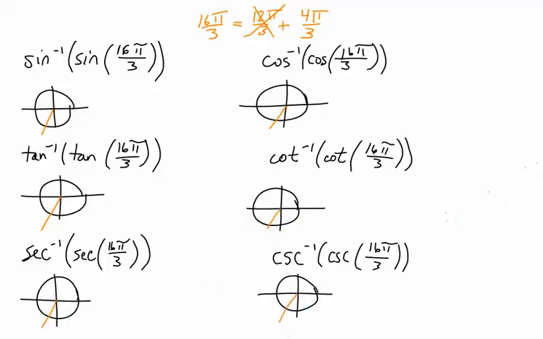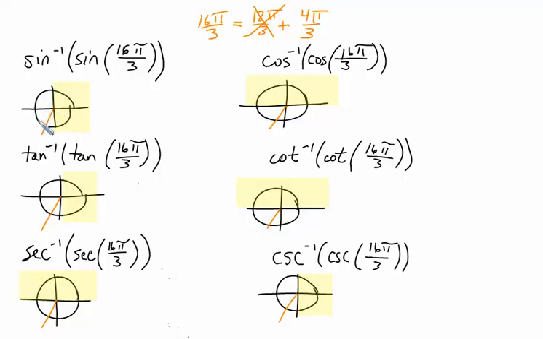Now the other thing that we need to be mindful of is which quadrants do we get an answer. Inverse sine gives an answer in the first and fourth quadrant. Inverse cosine, it's first and second. Inverse tangent, first and fourth. Inverse cotangent, first and second. Inverse secant, first and second, because it pairs up with cosine really. And inverse cosecant would be first and fourth because it pairs up with sine. So let's double back over to our first problem.